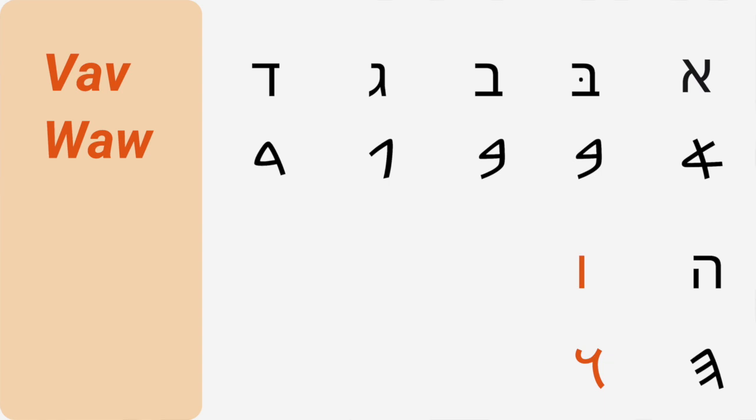What we'll see when we go over the vowel signs is that the letter vav sometimes does not function as a consonant, and when it doesn't, it will typically represent an oo or an o sound. The letter hey actually sometimes doesn't function as a consonant either, and it will represent an ah or o sound. We'll see examples of that later on.